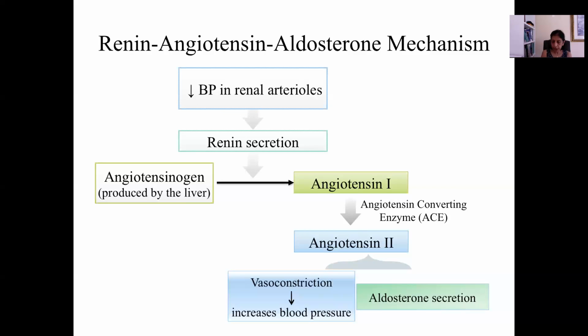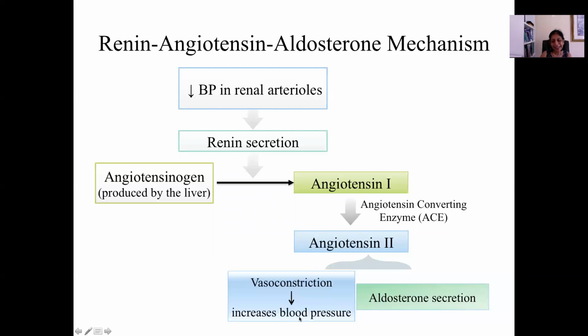Once you have angiotensin-2, there are a number of functions that angiotensin-2 is associated with. One of them is obviously the production of aldosterone. So that's the purpose of studying this mechanism here. But we could also look at the other key function of angiotensin-2. It's a potent vasoconstrictor. So it constricts blood vessels and increases blood pressure.